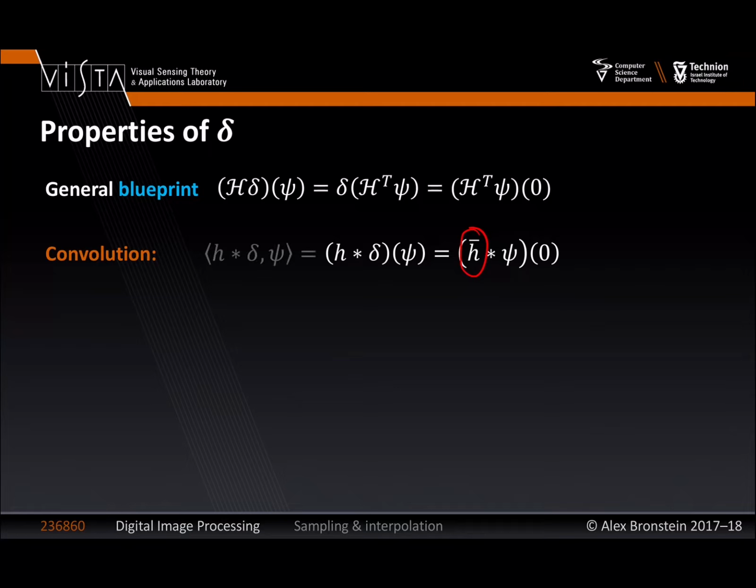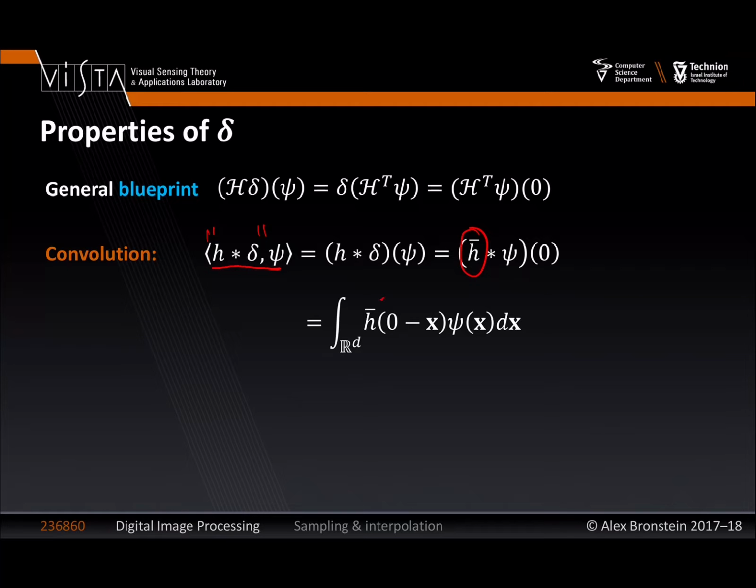So let's evaluate this convolution. So basically I have here the inner product of convolution of H with delta, inner product with psi. Of course, this is just a way of saying that I'm acting by a shift invariant operator on the distribution delta. And let's write this convolution and evaluate it at 0. This is what we are going to have.